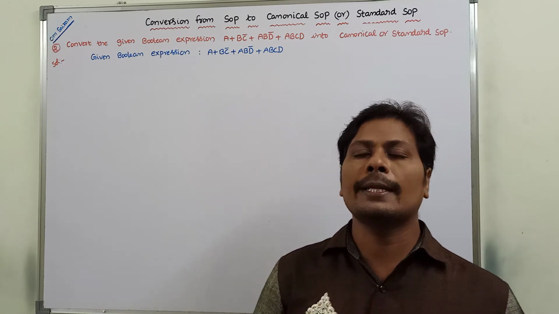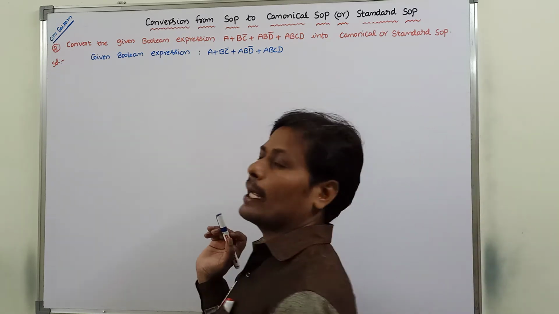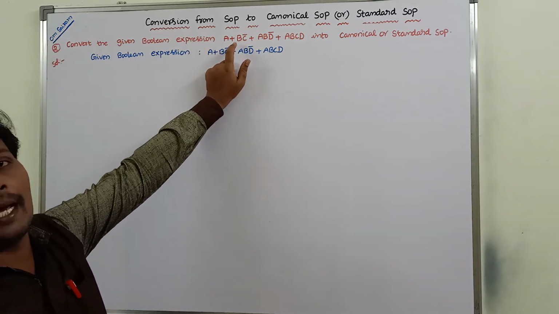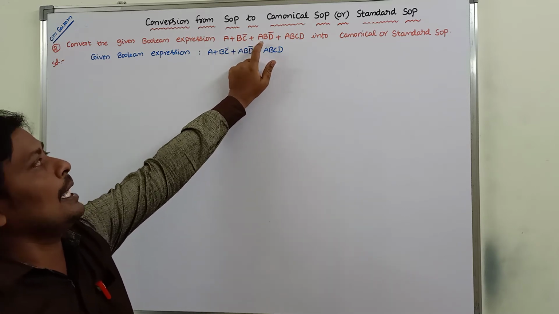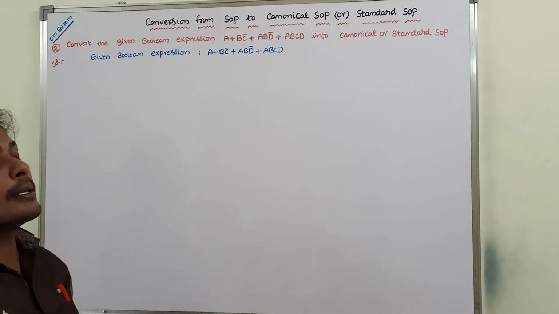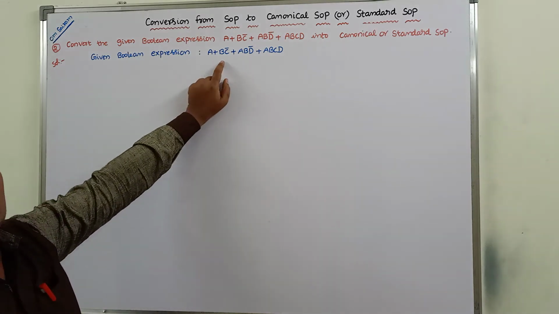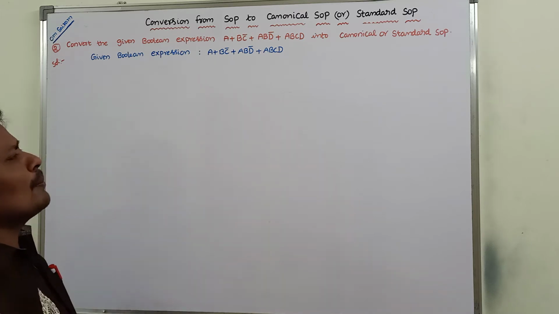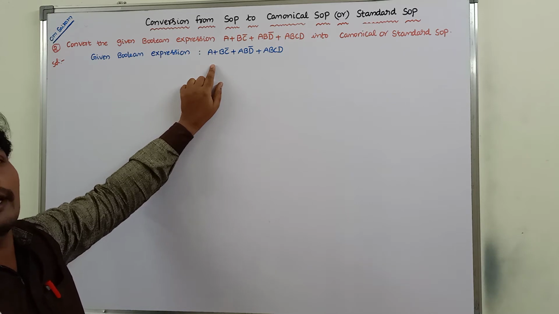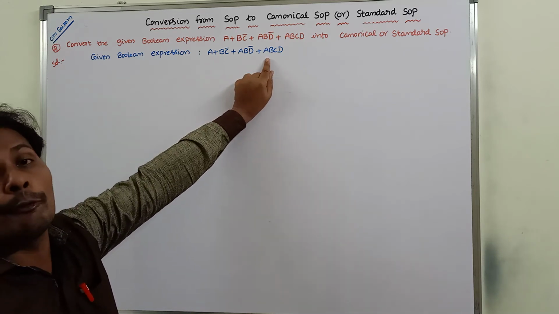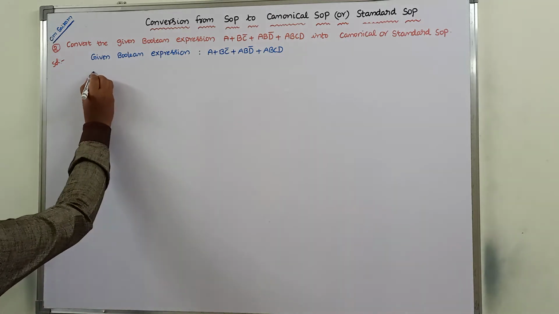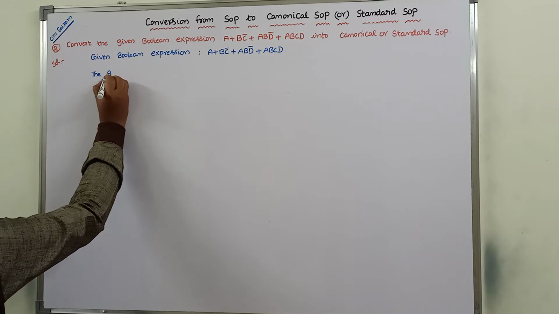Now in this video we have to solve this example problem. Convert the given Boolean expression a plus bc bar plus abd bar plus abcd into canonical or standard SOP. This is the given Boolean expression. Observe that it is a 4-variable function because 4 variables are there in these terms.